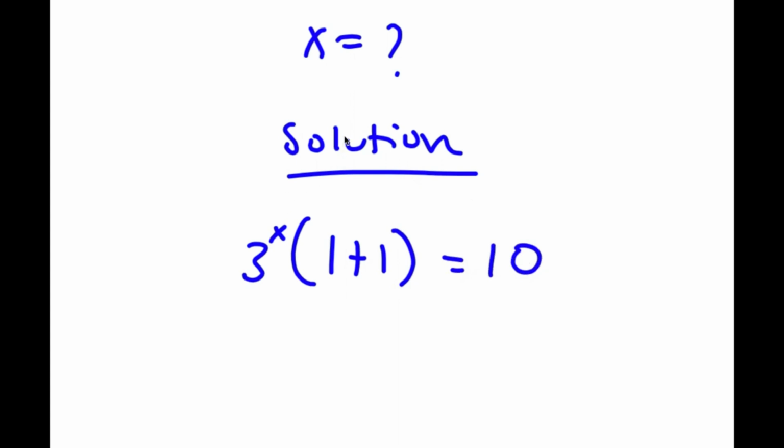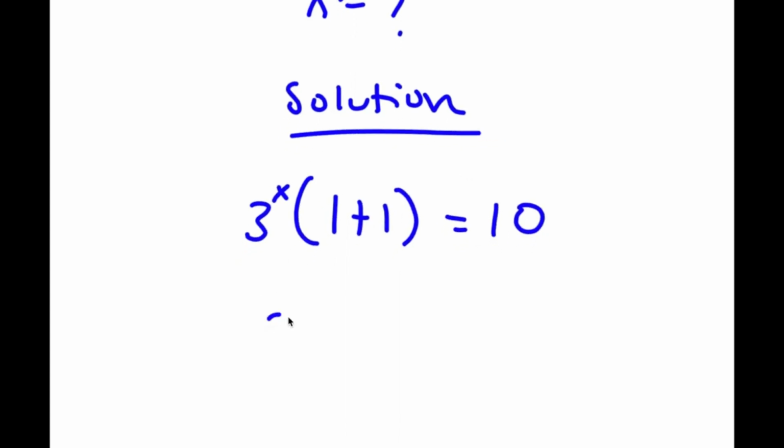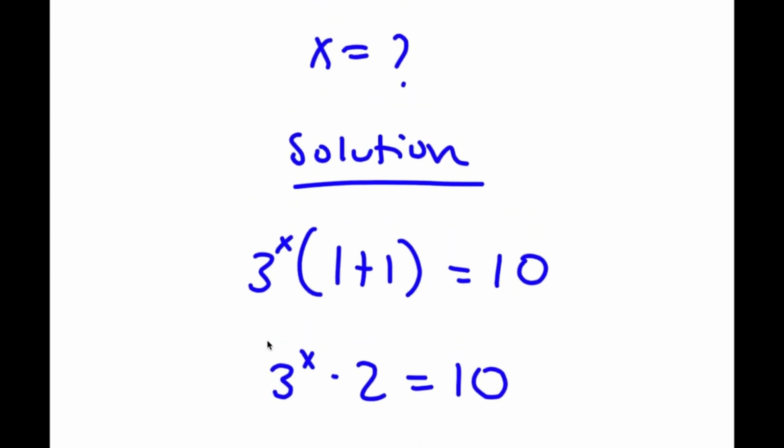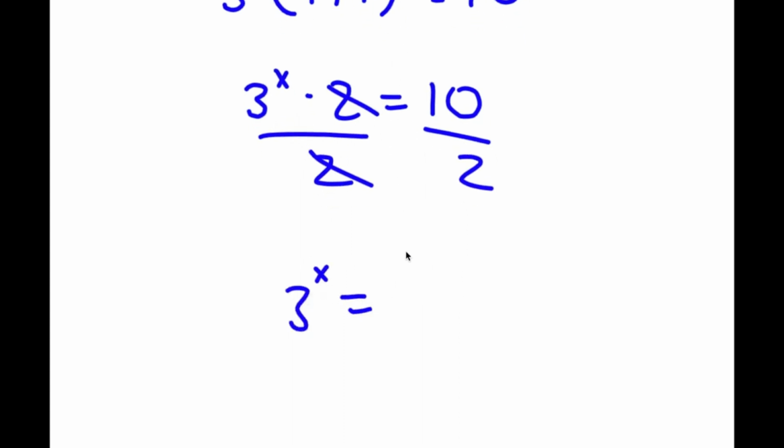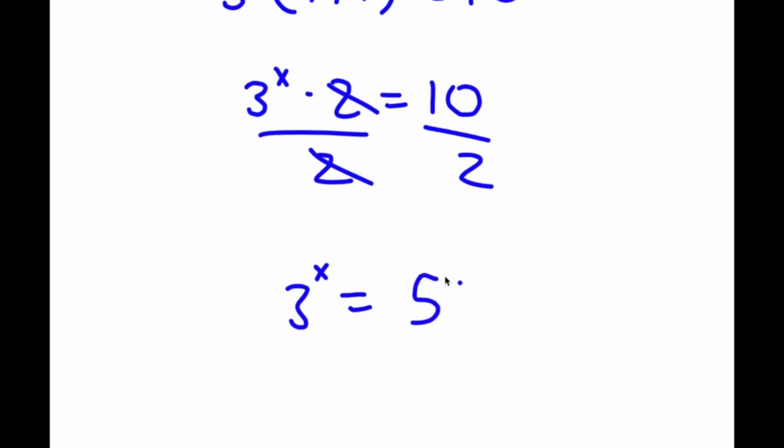Now 1 plus 1, that's obviously equal to 2. So now I have 3 to the power of x times 2 is equal to 10. Now I want to get rid of this 2 because I want to isolate x. So I'm going to divide both sides by 2. Now these two cancel out, and I'll be left with 3 to the power of x is equal to 10 divided by 2, which is the same thing as 5.